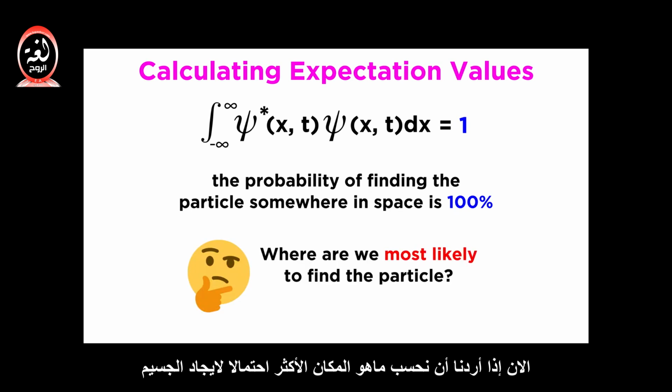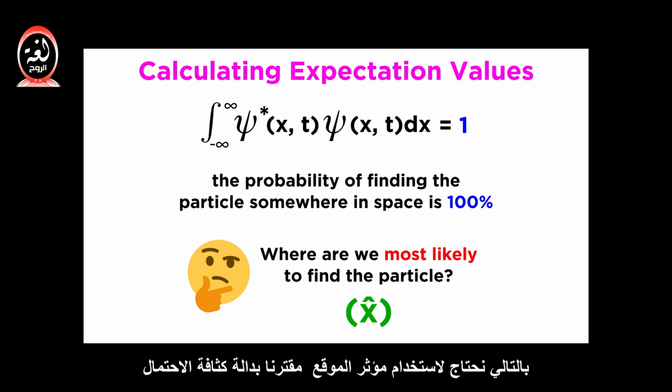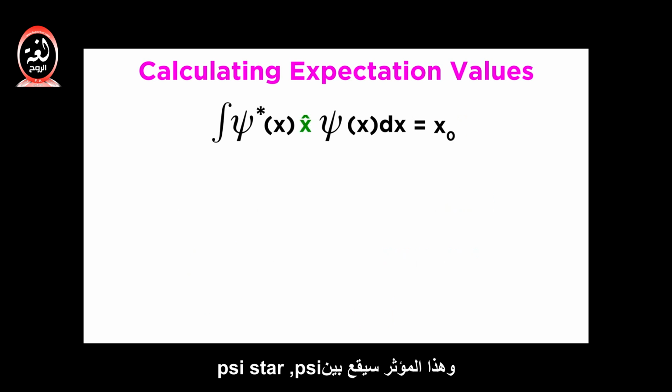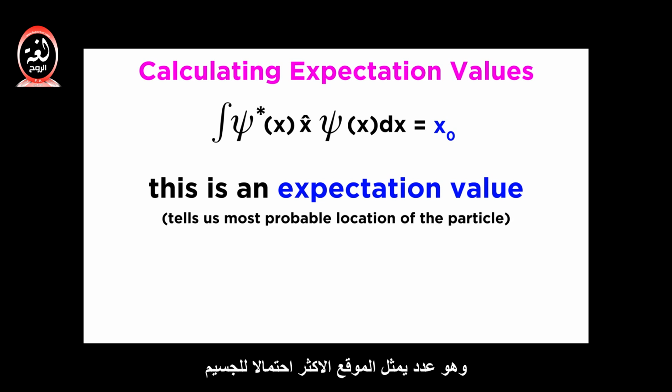Now, if we want to determine where it is most likely to find the particle, we have to perform a similar calculation. Given that we are talking about the location of the particle, we are describing its position, so we will need to use the position operator in conjunction with the probability density function. The operator will be placed like so, in between psi star and psi, such that it acts on psi, and this expression will be equal to x0. x0 is an expectation value. It is a number, which in this case tells us the most probable location of the particle.